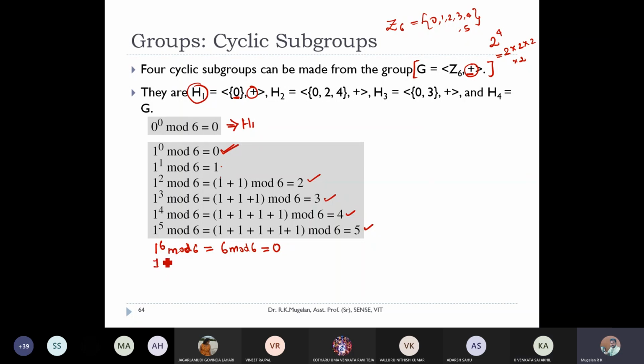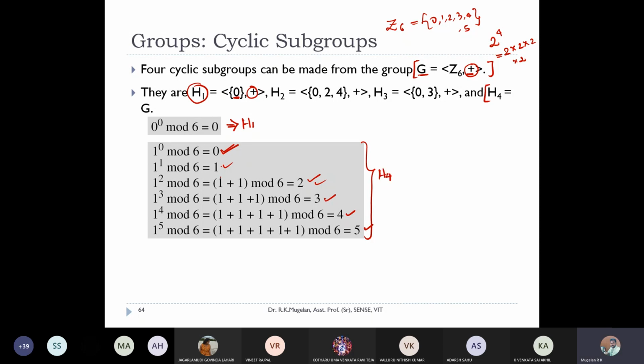If you go for 1 power 7 mod 6, you'll be getting 7 mod 6, which again gives 1. So 1 will be repeating again. That's why we are not going to increase the powers beyond this. This subgroup gives all the elements present in the group itself. That's what is named H4. H4 is equal to G.